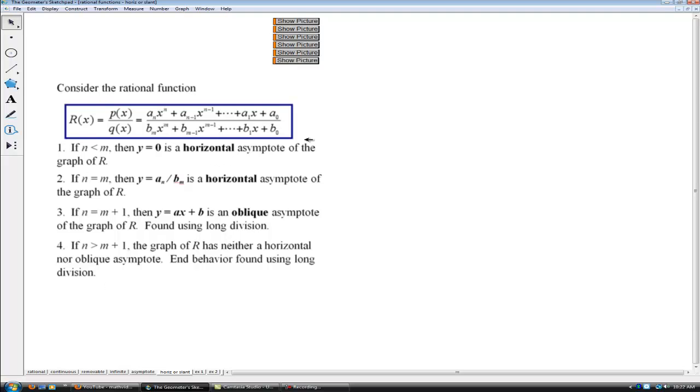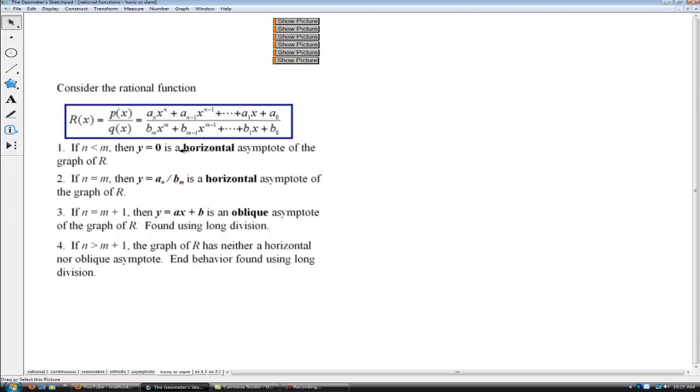Here is a summary of the techniques we'll use. Given a rational function where we have a polynomial numerator and a polynomial denominator, we will be examining n and m. These are the degrees of the numerator and denominator. If the degree of the numerator is less than the degree of the denominator, then the x-axis, the line y equals 0, is a horizontal asymptote.